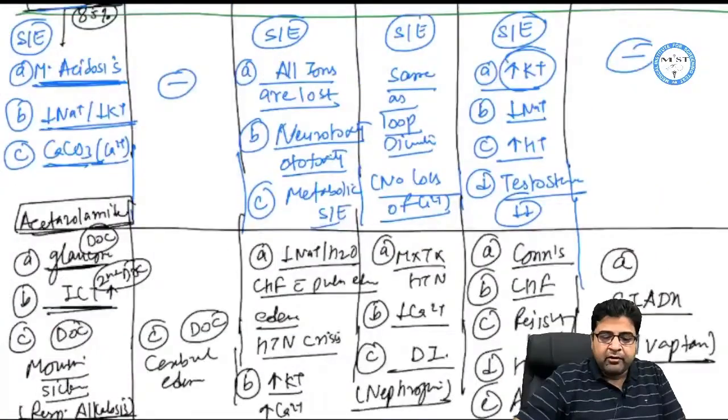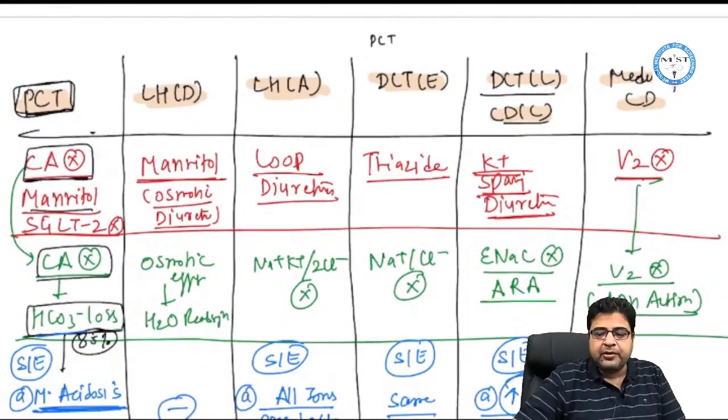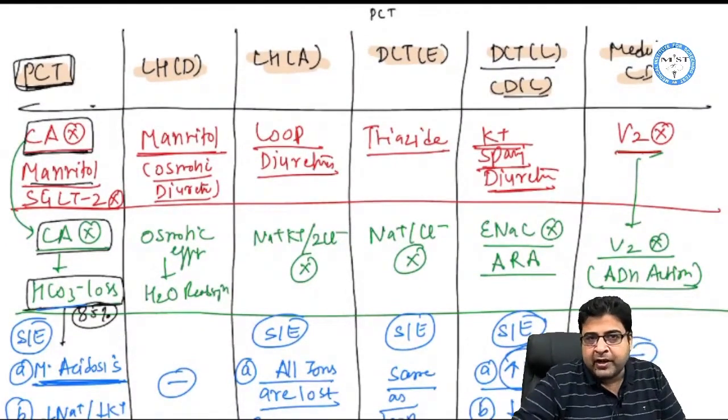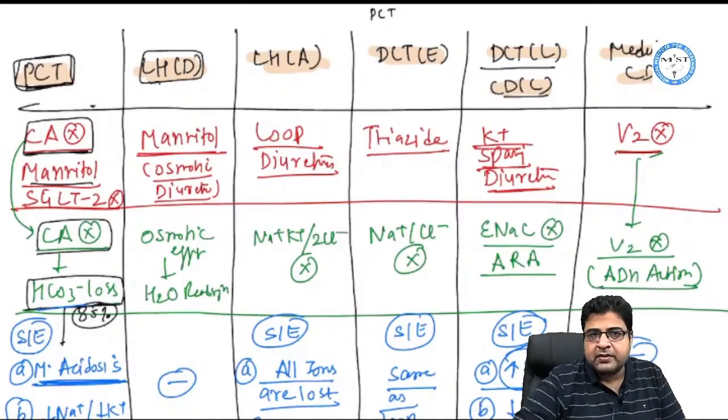Now the second drug is mannitol. Mannitol is a drug which is an osmotic diuretic. This medicine will act at two locations. It will act at the descending limb of Henle, plus this medicine will also act in the PCT of the kidney.